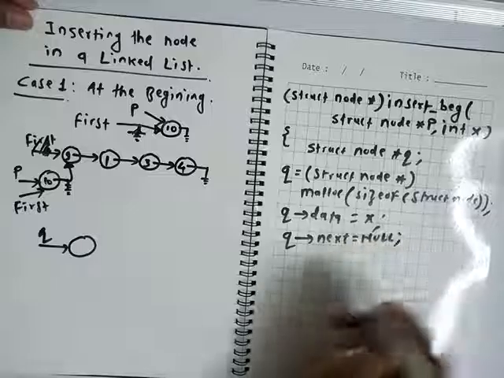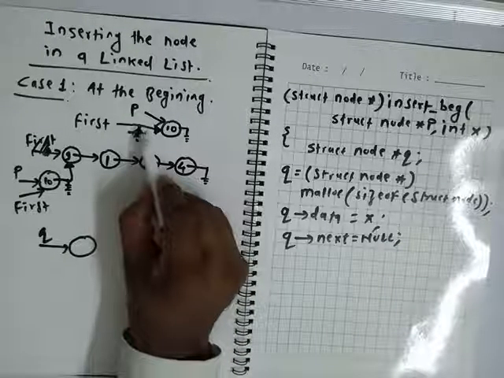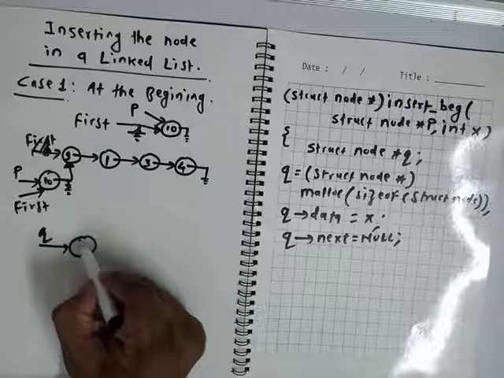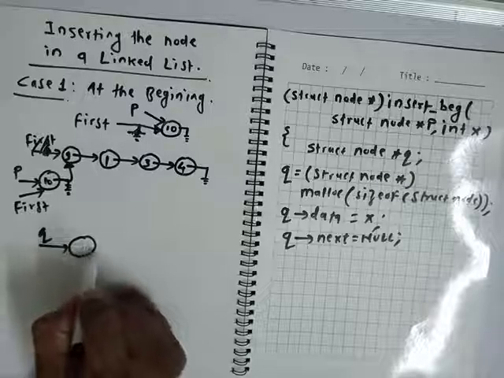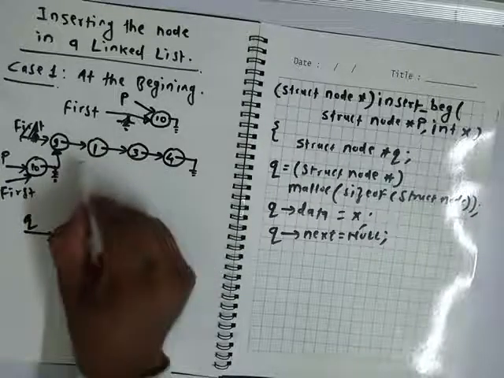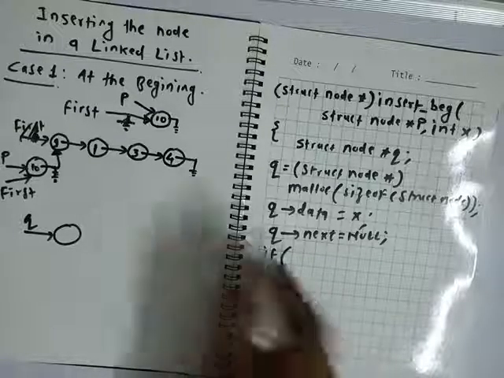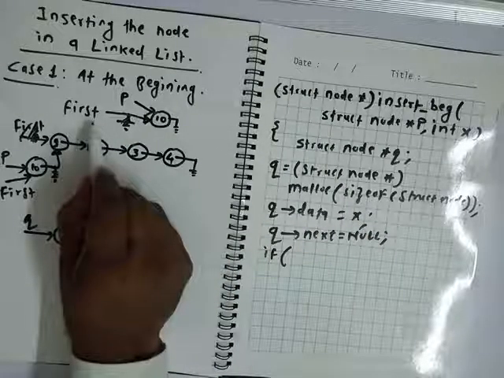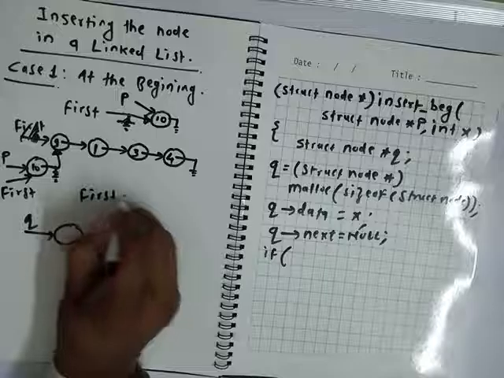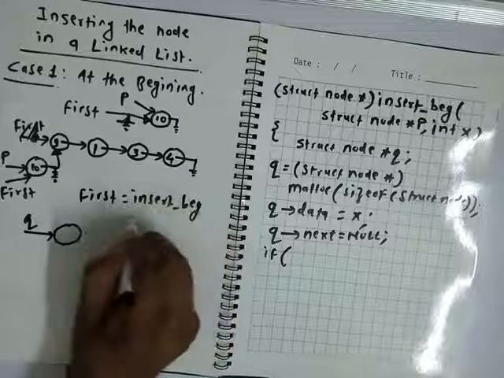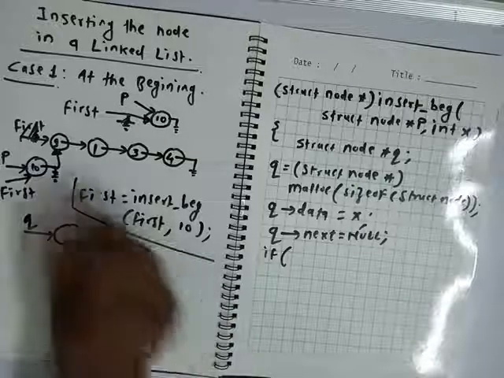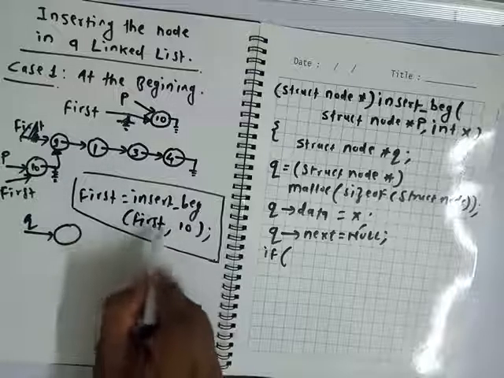So whether this is the case or this is the case, we'll have to create a new node. If the case is this one, first will point to this new node created. If this is the other case, we'll point the q arrow next to first, and then first to q. So I'll check whether this is the case or this is the case. See, when insert beginning is called, this linked list is, let's say, in main, and from main we have this call: first is equal to insert beg first comma, let's say 10. We want to insert 10 inside the linked list. So this might be the call from the main function, and we are passing the linked list and a number to be inserted.